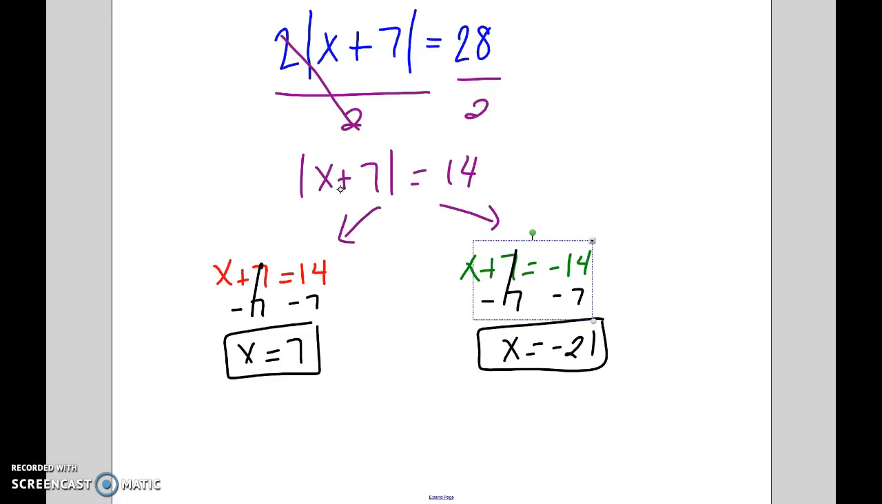Just check really quick. 7 plus 7 is 14. Absolute value of 14 is 14. Negative 21 plus 7 is negative 14. And the absolute value of negative 14 is 14. So you know you did it correctly.